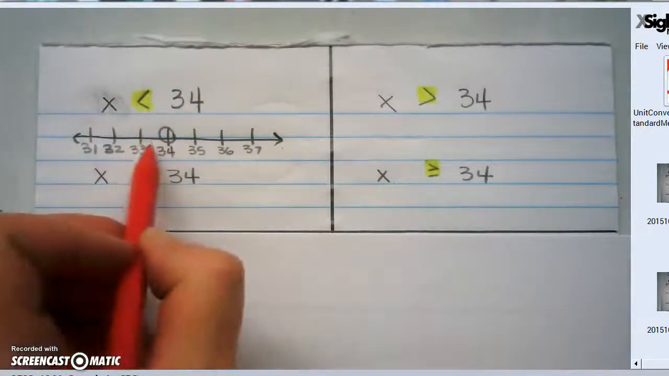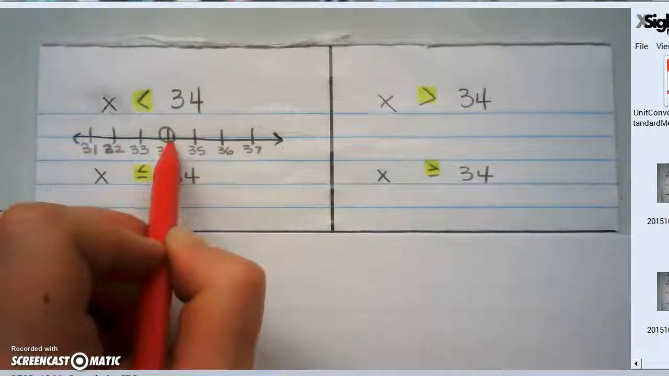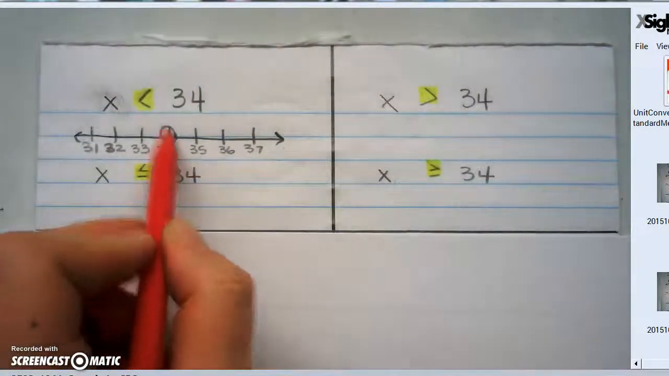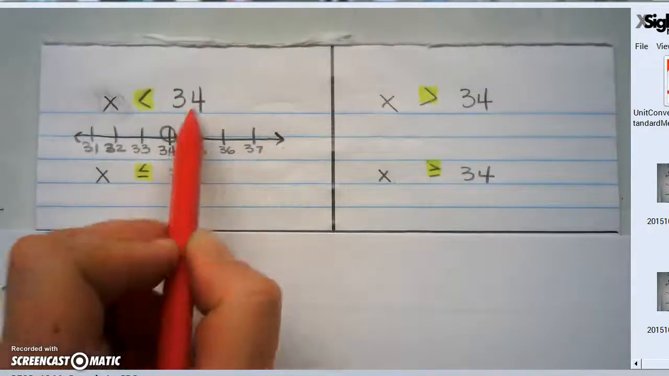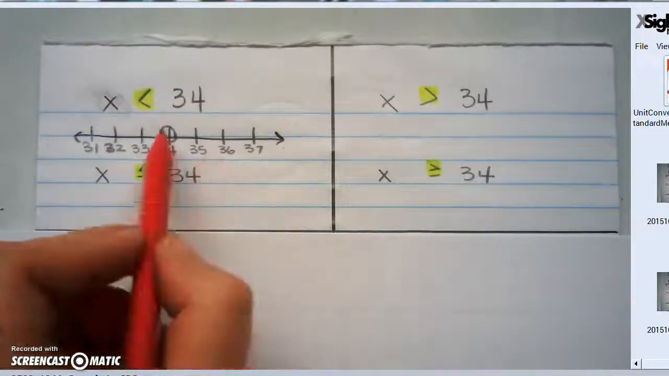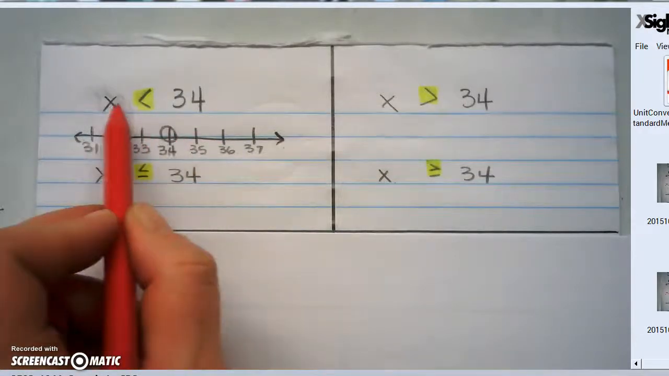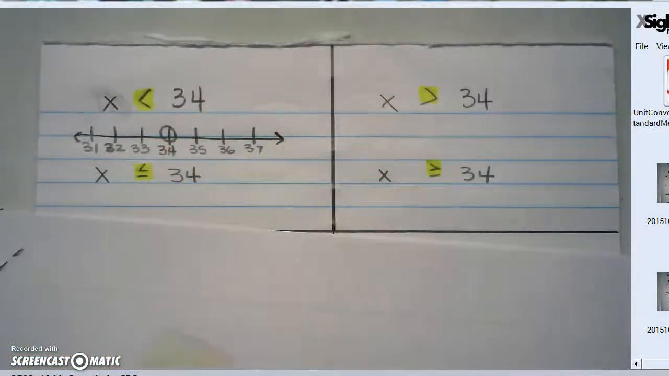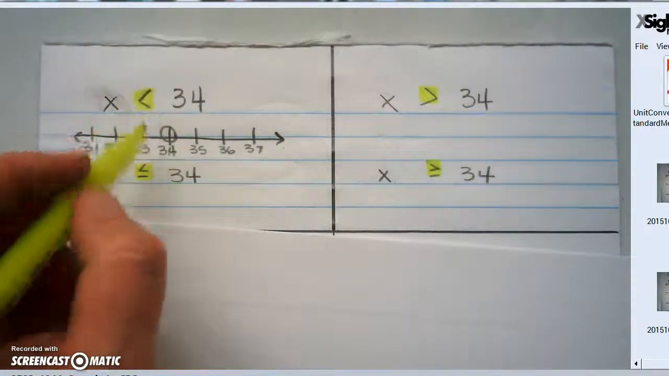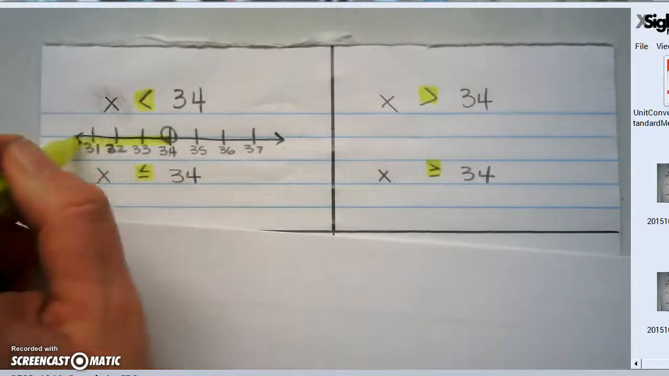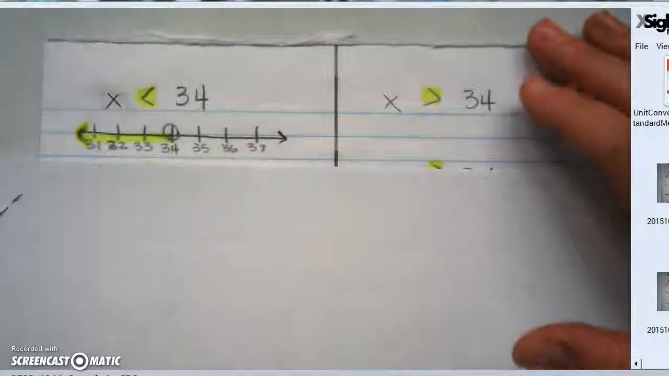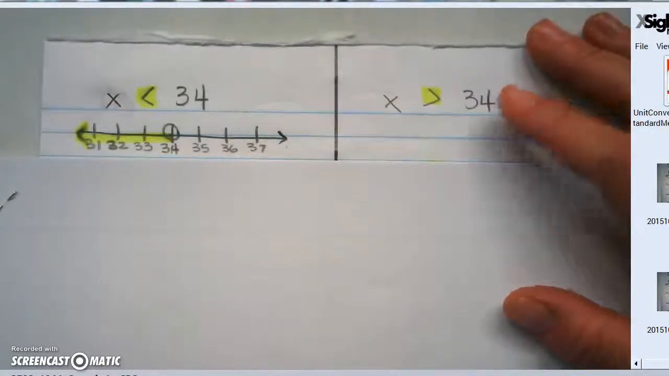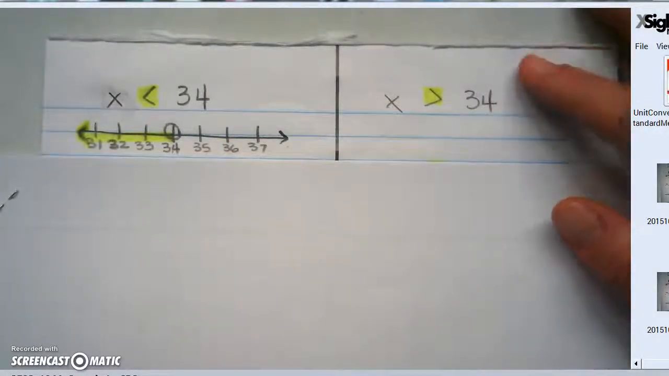Now I know it probably sounds kind of silly, but it's really important that you leave that circle open, because that open circle means that 34 is not part of what makes that true, or 34 is not part of the solution. But everything less than or to the left of 34 will. So you could highlight it on your number line just like that. And that's what x is less than 34 looks like on your number line.